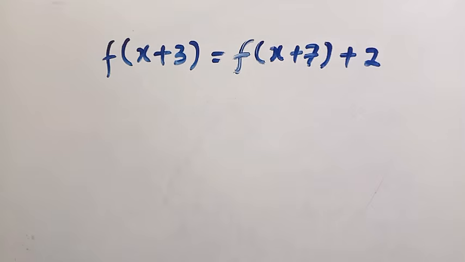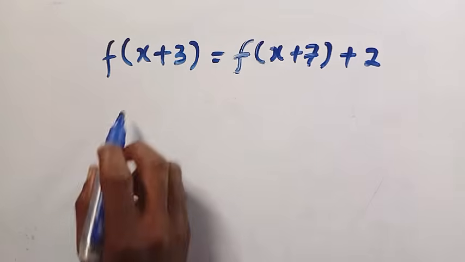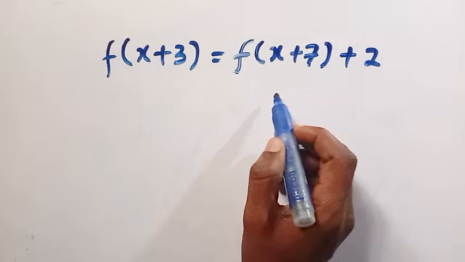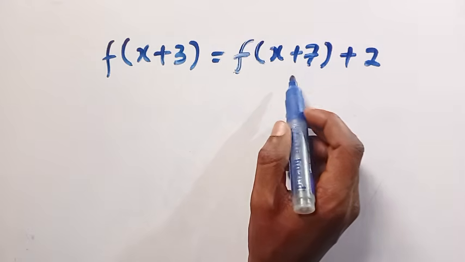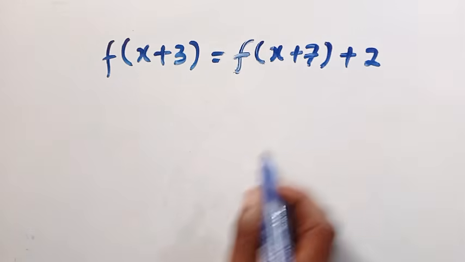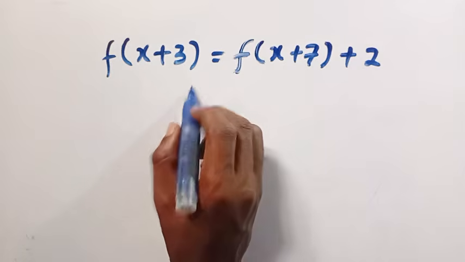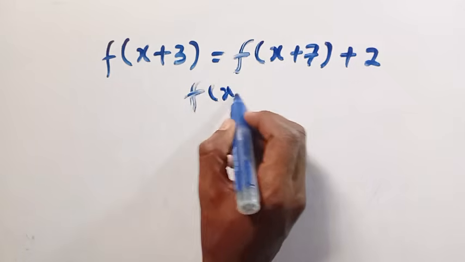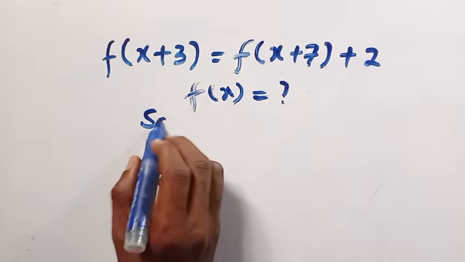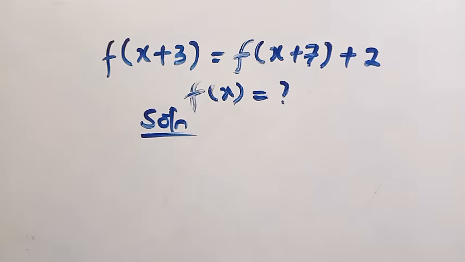So this is kind of a shifting functional equation. Here we have a domain x+3, and we have another function which carries another domain, x+7, then +2 outside. And the interesting part here is we need to find only f of x. It is very easy to solve. So let's start by considering the solution.